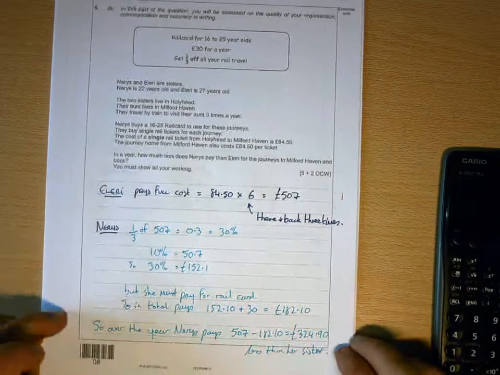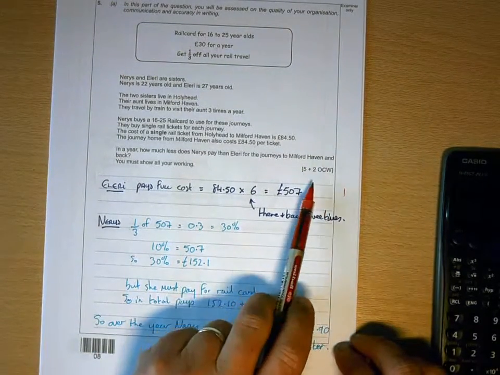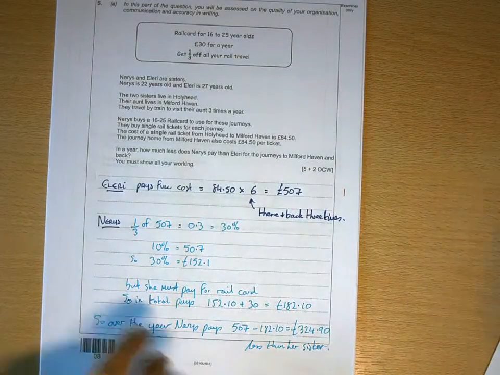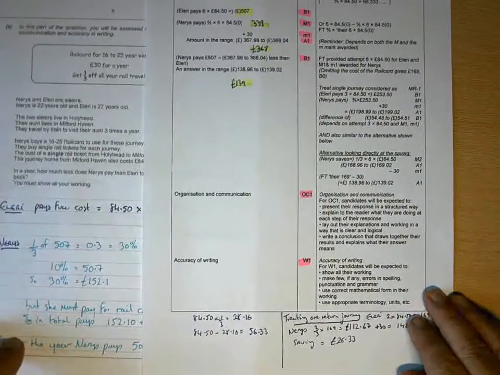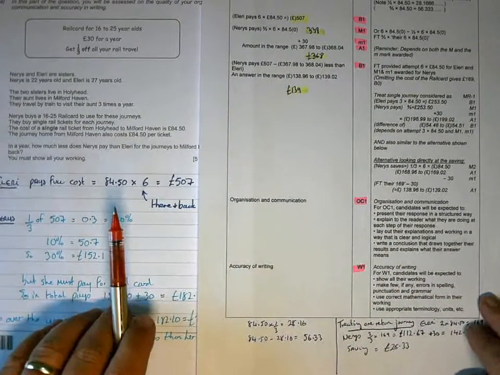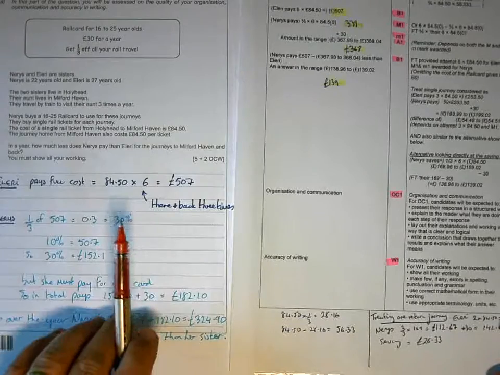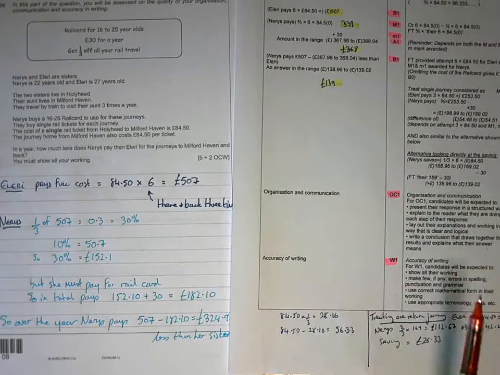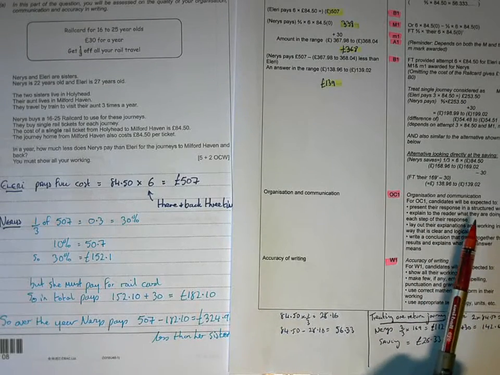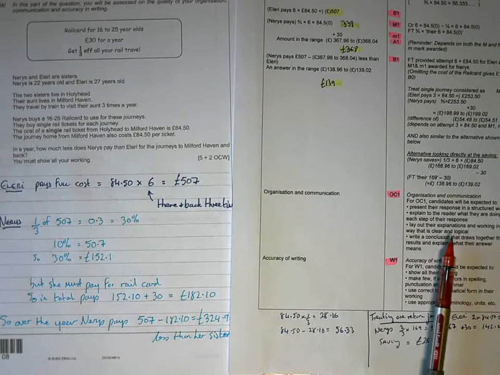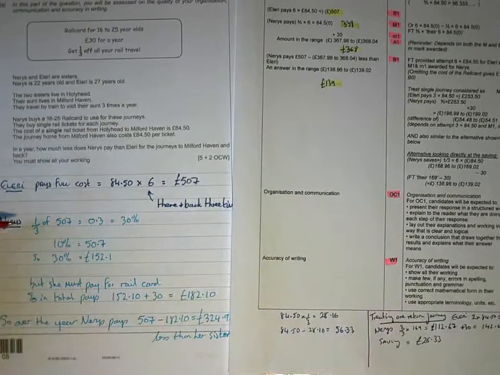However, once that is done, then we have the 2 additional marks to award. And if I just show you how those are awarded. The first one is for organisation and communication, and what we're looking to do is ask yourself the question, regardless of the maths that they've done, is it presented in a structured way? Well, that is. Are they explaining to the reader what they're doing at each step of the response? Well, they're explaining there that they're finding a third.